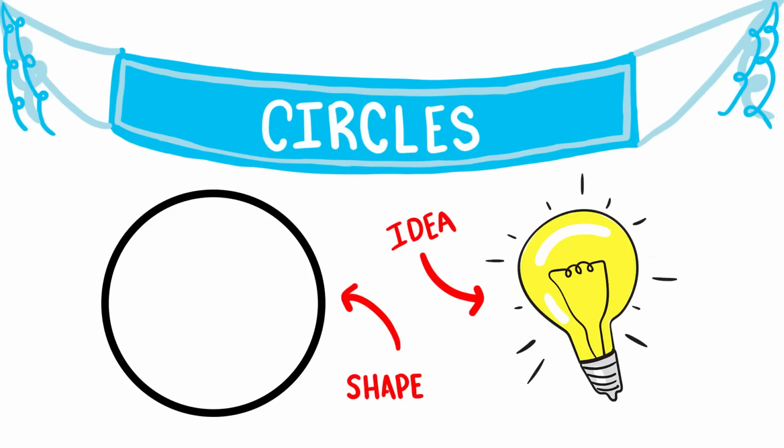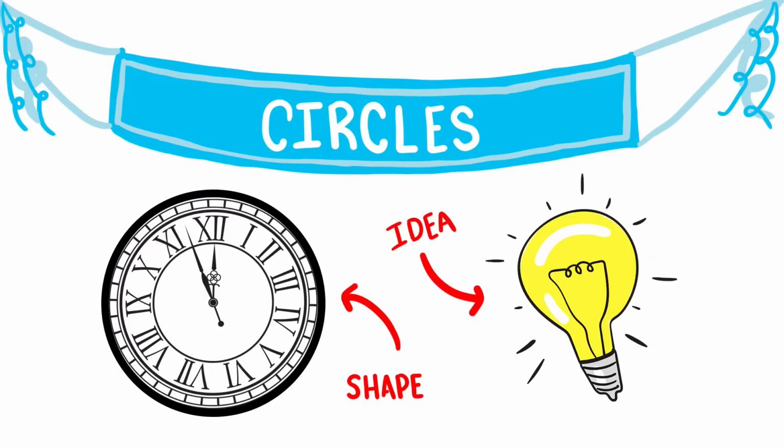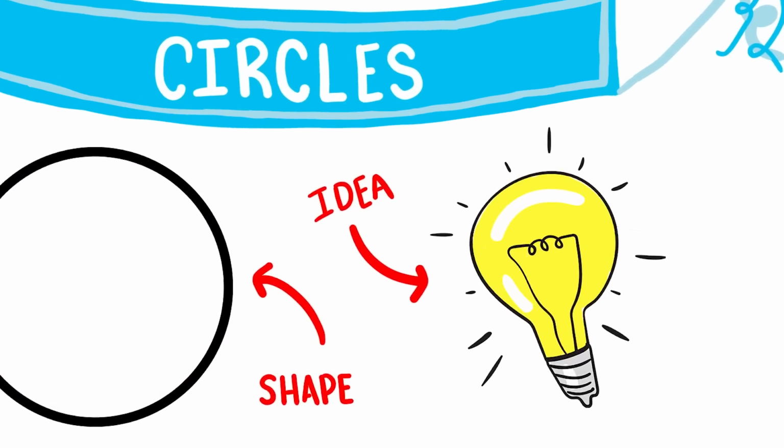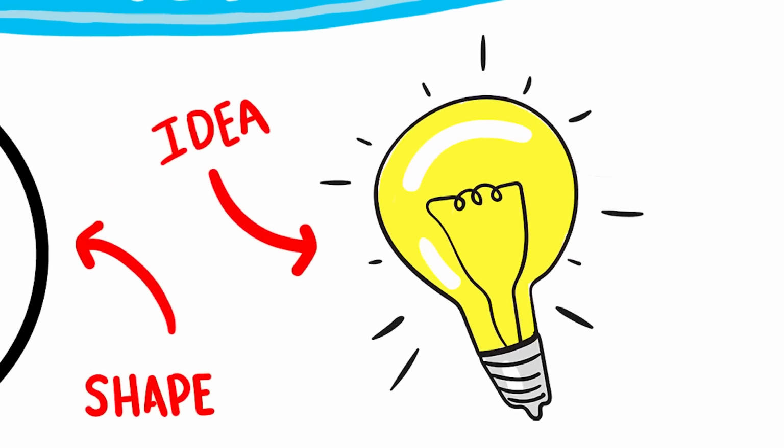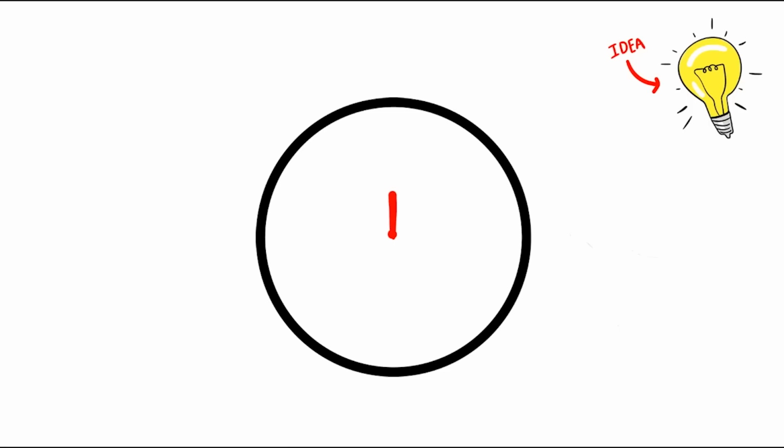The word circle in mathematics refers to a shape and an idea. The shape we're all familiar with. The idea comes from the definition of a circle. It is the set of points that are the same distance from a given center.